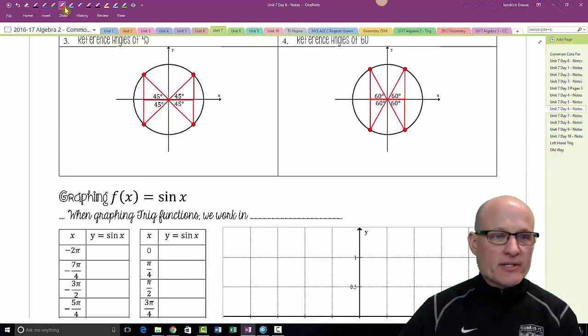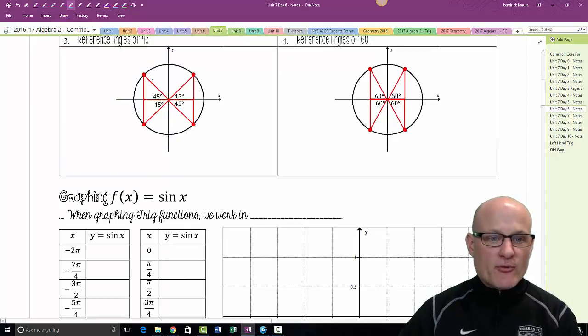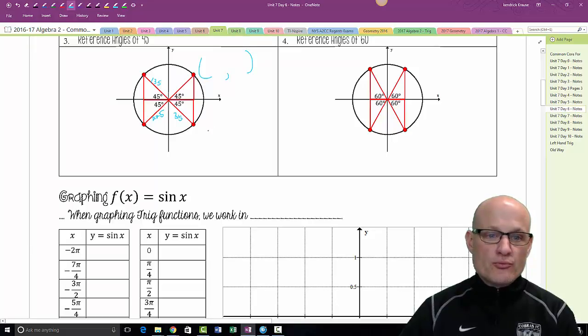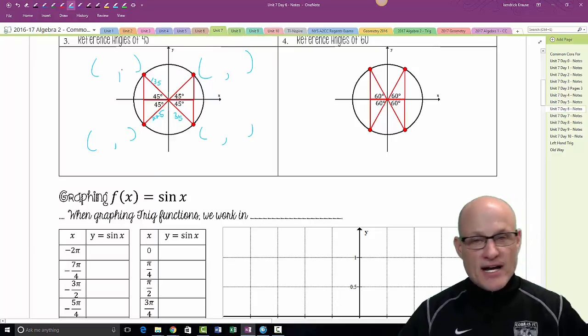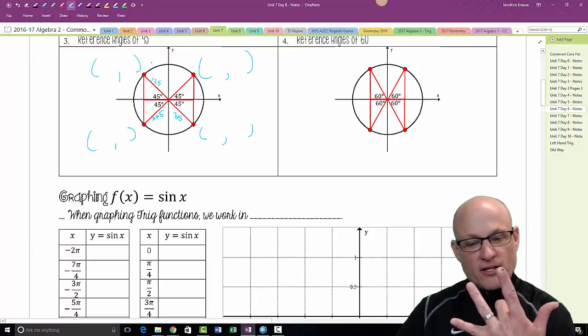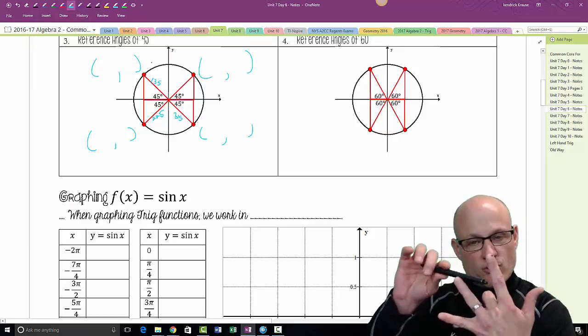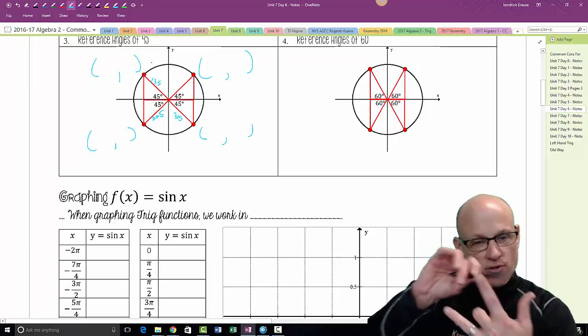45 degrees. Let me write down what the angle measures are. That one's 45. This is 135. This is 225. And this is 315. And when it's 45, you put down the middle finger. Middle finger goes down. We got 2 over here, 2 over here, square root of 2 over 2. Square root of 2 over 2.